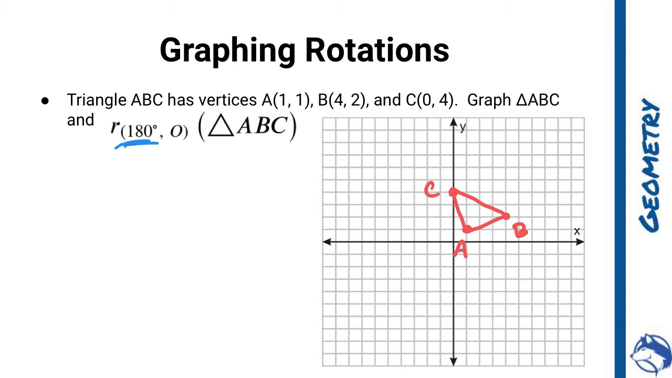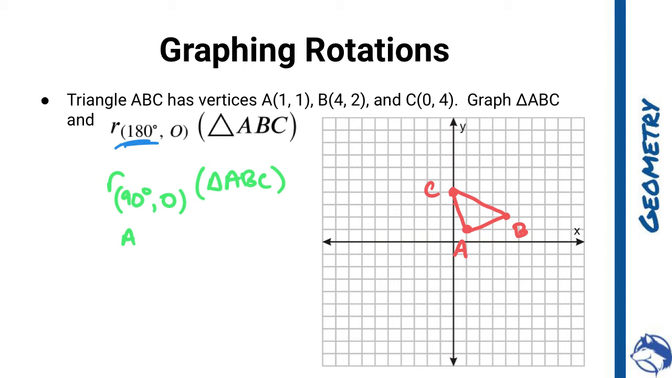So what they're asking us to do is a 180-degree rotation. Well, the way I think of this is I think of it as two 90-degree rotations here. And so I'm going to actually do R90 first. So if I did R90 of the original triangle ABC, well, what I would end up doing is I would switch the x and the y's.